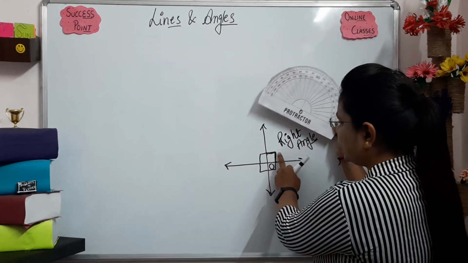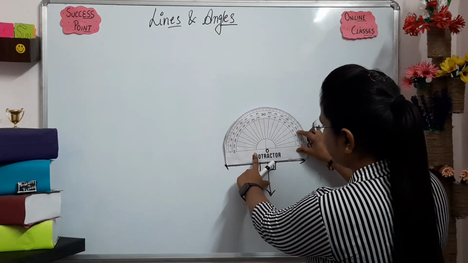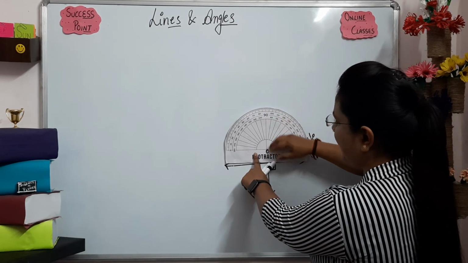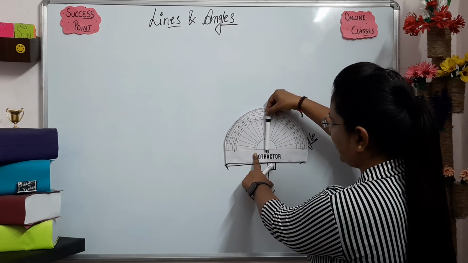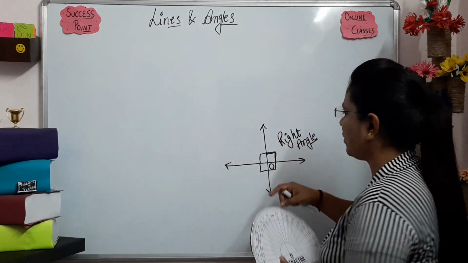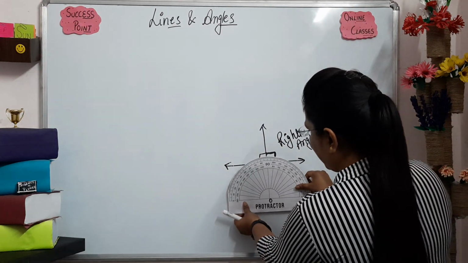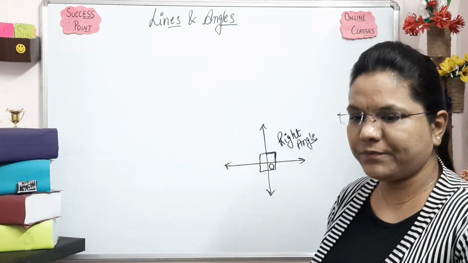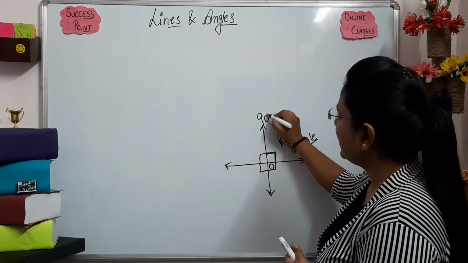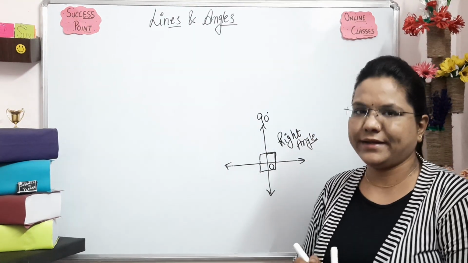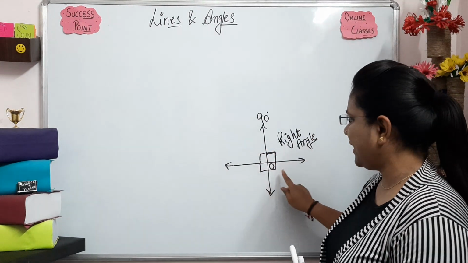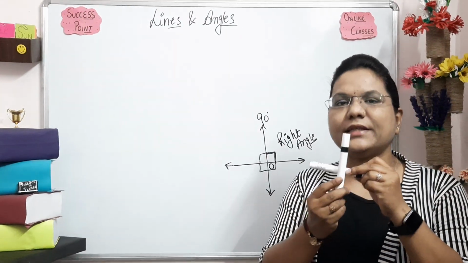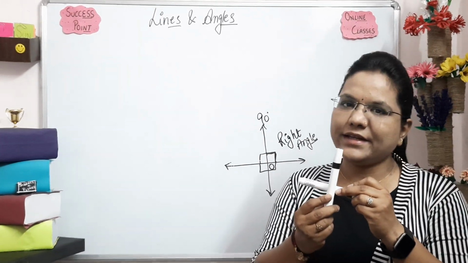Now we want to measure this angle, so we will put it like this and start counting from this side: 0, 10, 20, 30 till 90. So this standing vertical line we call a 90 degree angle, because they are perpendicular to each other. You can measure it. This one is a 90 degree angle. So we can say a 90 degree angle is a right angle. Each angle is 90, 90, 90. So when two lines are perpendicular to each other, they form a right angle, that is 90 degrees.